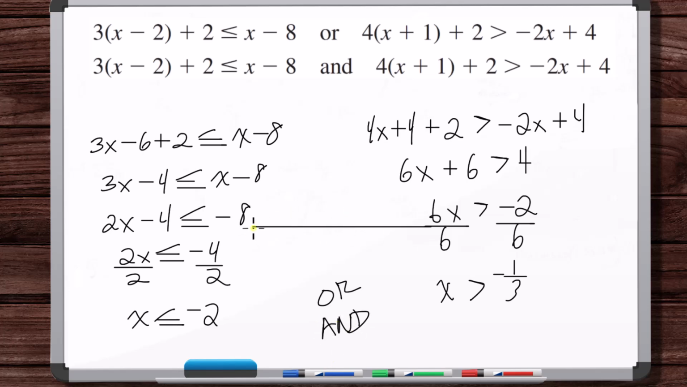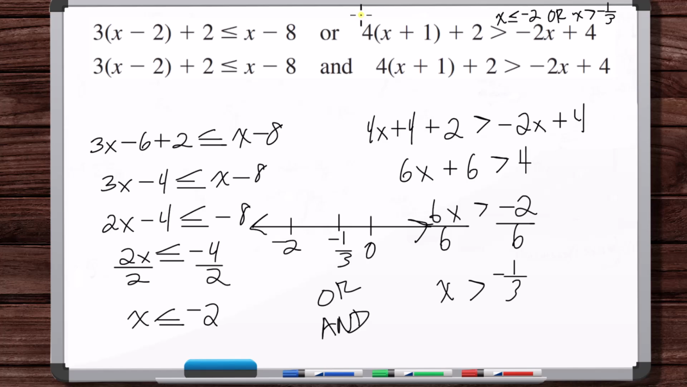So, okay, let's see. We've got x is less than or equal to minus 2, or x is greater than minus 1/3. Well, you see there, that would have to stay as it is. So the answer to this first problem, you can't change that. You can't condense it anymore, you see? And you could put that in interval notation as well.